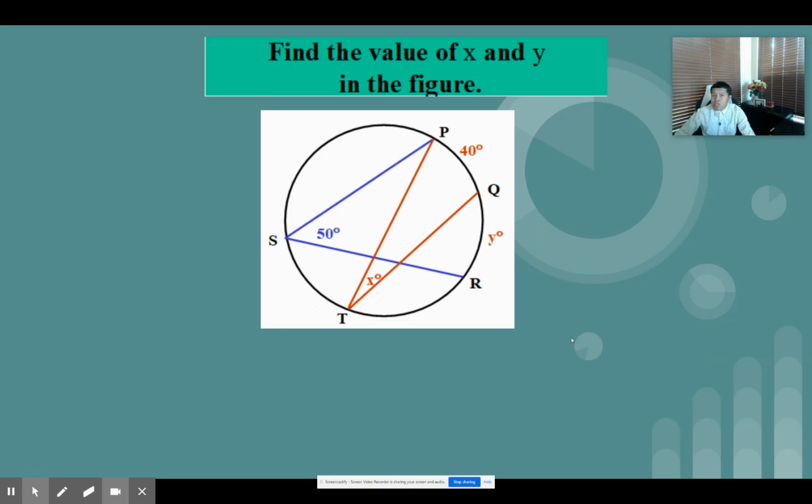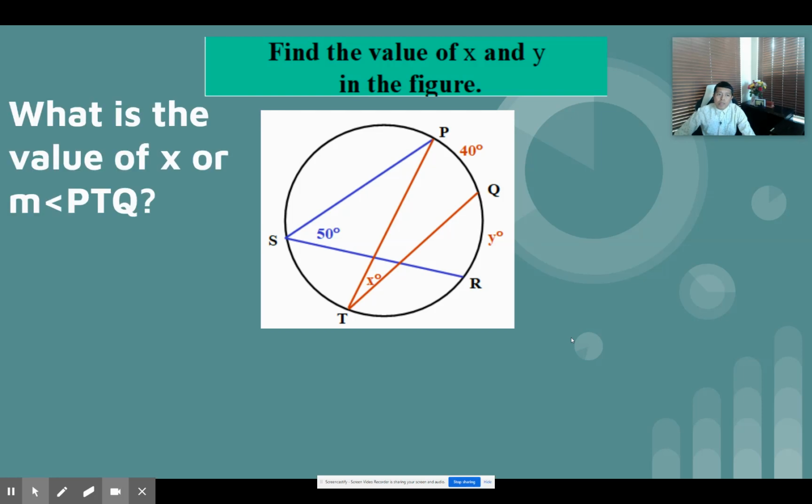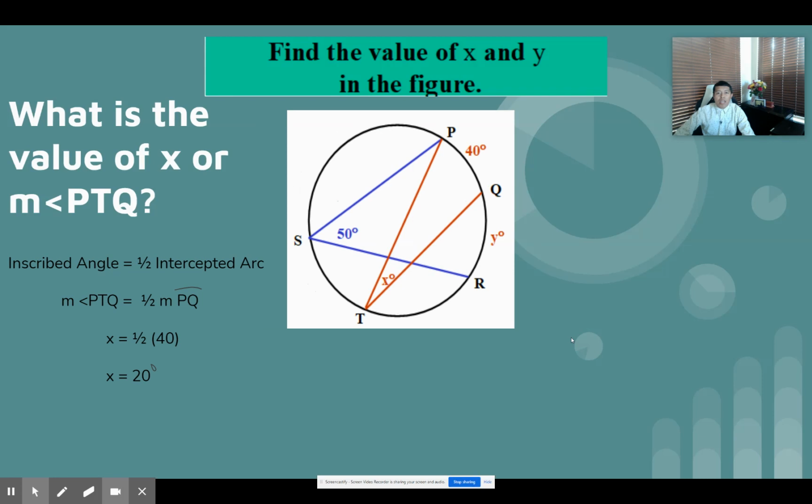All right, now let's try to evaluate this diagram. What is the value of x, the one in red? What's the measure of that angle PTQ? That's an inscribed angle. Its intercepted arc is 40 degrees, the arc PQ. So what's half of that? That is 20 degrees.